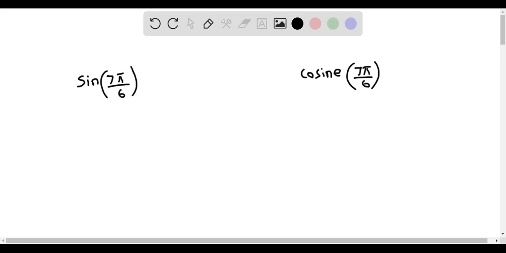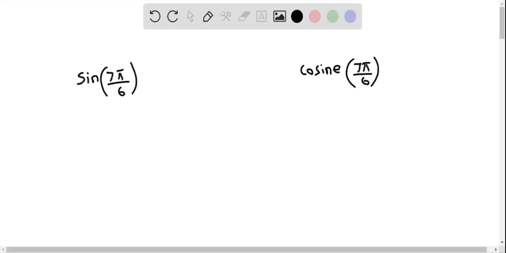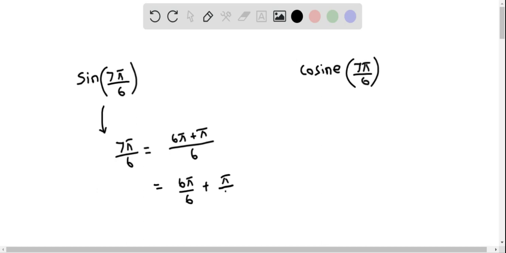We now determine the value of sine of 7 pi over 6 and cosine of 7 pi over 6 without using a calculator. So first I'm going to write this angle 7 pi over 6 as a sum of an angle plus the reference angle. So this can be written as 7 pi over 6. The 7 pi can be written as 6 pi plus pi, divided by 6. So this equals 6 pi over 6 plus pi over 6.